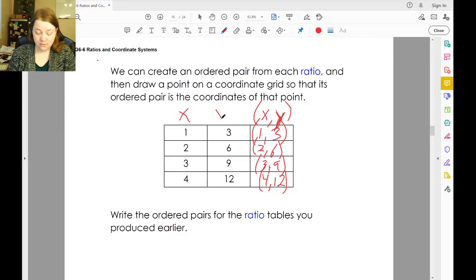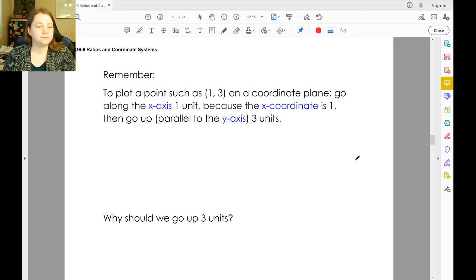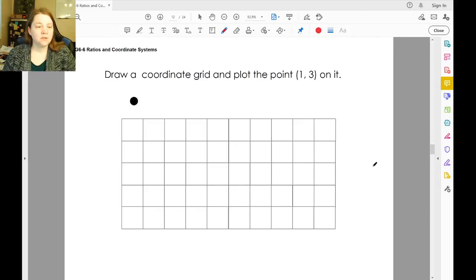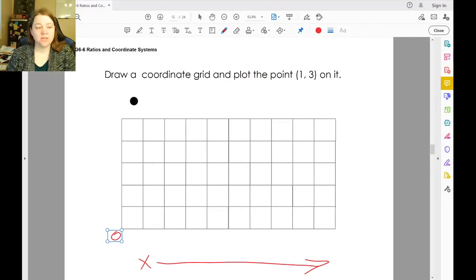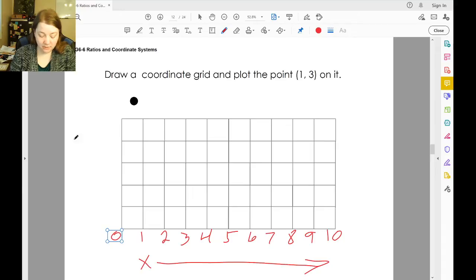So we have the x column and the y column. They want us to draw a coordinate grid and plot the point (1, 3). At the corner, that's always going to start at 0. Our x-axis is going to go this way. That's our first number: 1, 2, 3, 4, 5, 6, 7, 8, 9, 10. Going up and down, that is our y coordinate, or our jump.